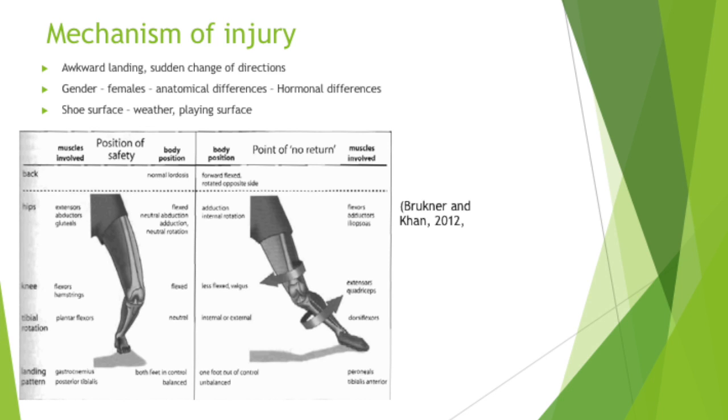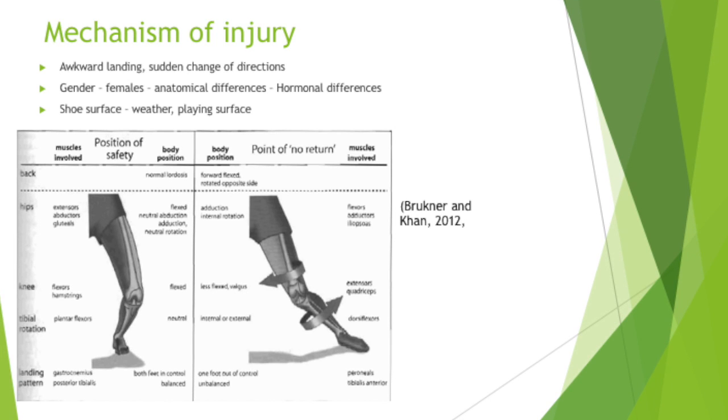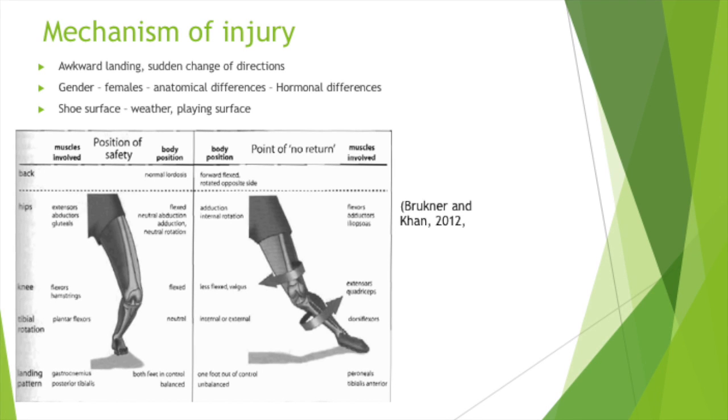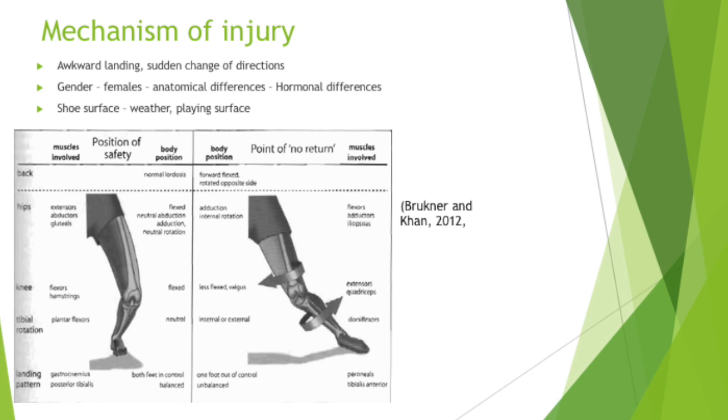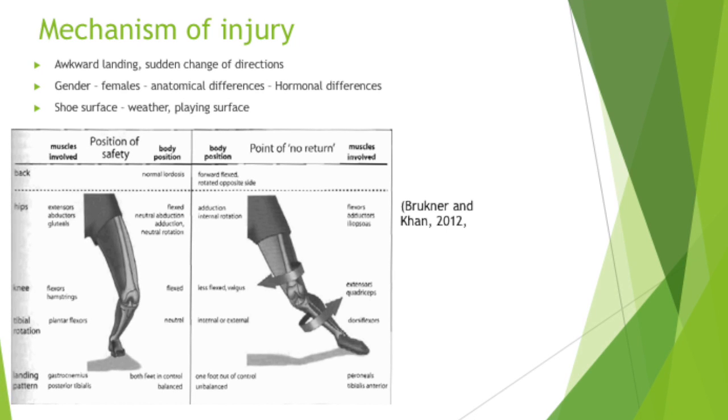Another mechanism could be gender, as females have anatomical differences, which also contribute to ACL injuries. Shoe surface, weather and playing surface as well can also contribute to ACL injuries. So how does this injury actually happen? Well, when a sudden stress is forced to a knee joint while the tibia is in contact with the ground. Furthermore, it increases the high risk of ACL injuries, which occurs mainly in sports such as basketball.